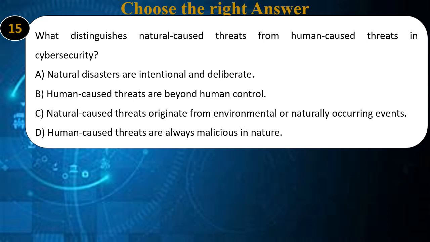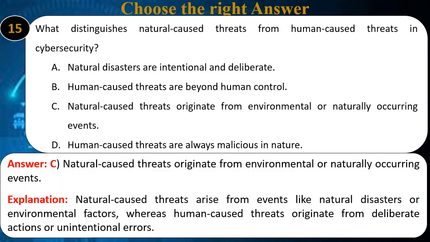Question number 15. What distinguishes natural cause threats from human cause threats in cybersecurity? A. Natural disasters are intentional and deliberate. B. Human cause threats are beyond human control. C. Natural cause threats originate from environmental or naturally occurring events. D. Human caused threats are always malicious in nature. The correct answer is C. Natural cause threats originate from environmental or naturally occurring events.